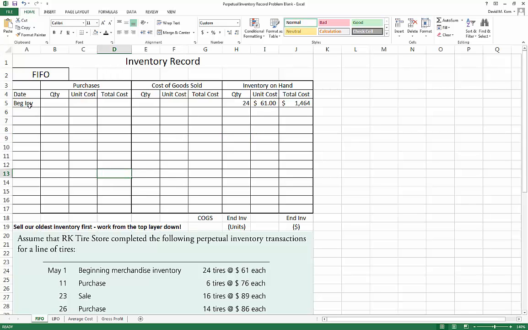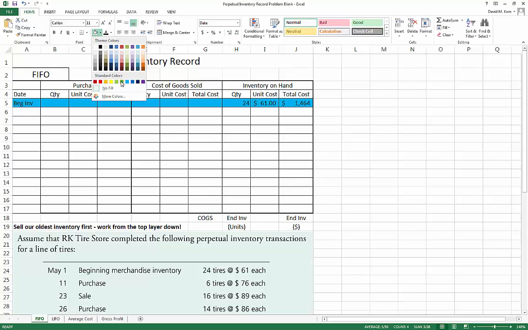Okay, now the key thing to these problems is that in a perpetual setting, you must balance at the end of each day, and you always need to bring down what you had in the past. So we know as of the beginning inventory, we've got this. I'm going to make that a separate day.